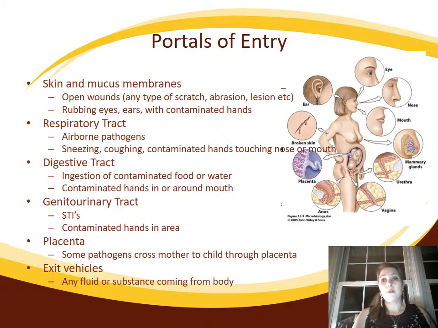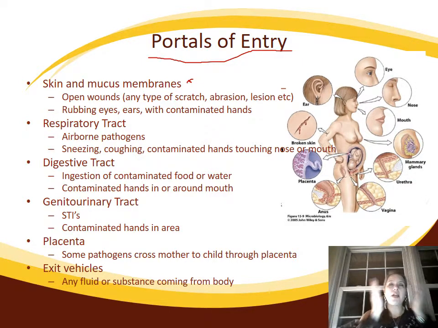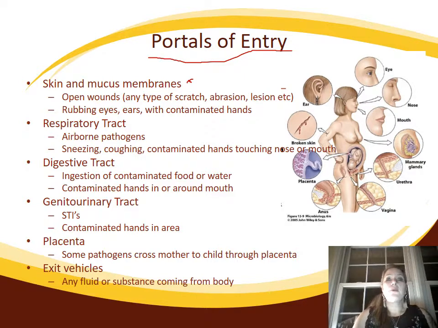So in order for you to become infected with a disease, you have to have what is called a portal of entry. And a portal of entry is the ability for a particular contaminant to enter your system. It can enter through skin and mucous membranes, okay? Any type of open wound, scratch, abrasion, or doing something as simple as contaminating your hands and rubbing your face and getting something in your nose, in your eyes, in your mouth, in your ears, anywhere. Get them through your respiratory tract. So any type of airborne pathogens.